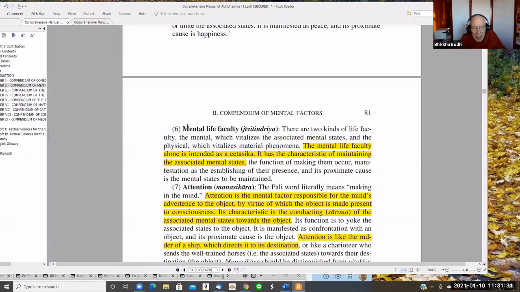The sixth universal mental factor is called the mental life faculty. There's a physical life faculty which keeps the body alive, but it's said that even the cittas themselves have some mental factor that vitalizes them, that makes them occur. And that is the mental life faculty.